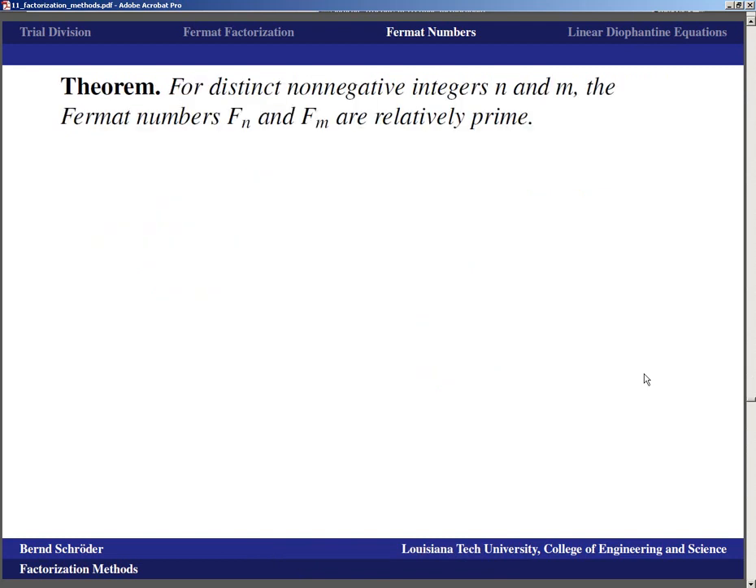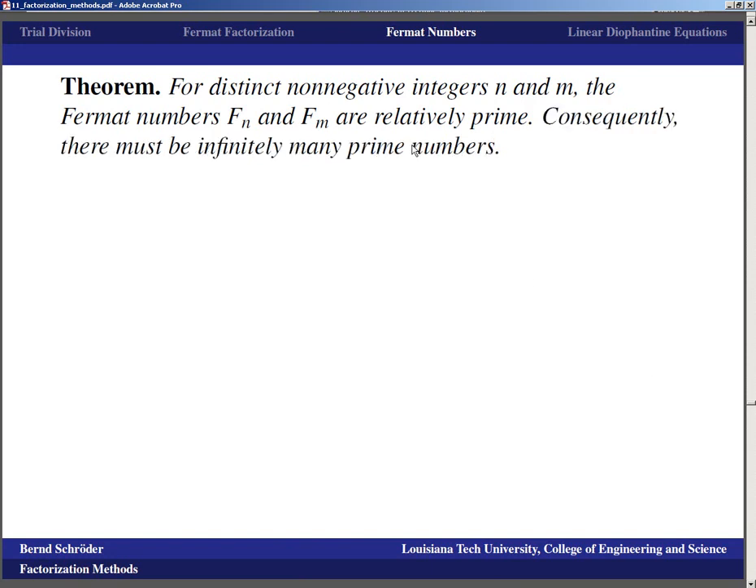For distinct non-negative integers, the Fermat numbers fn and fm are relatively prime, and consequently that means, again, there must be infinitely many prime numbers. So this is another way to prove that there are infinitely many prime numbers, and we in fact now also have an infinite sequence of numbers that are relatively prime here.